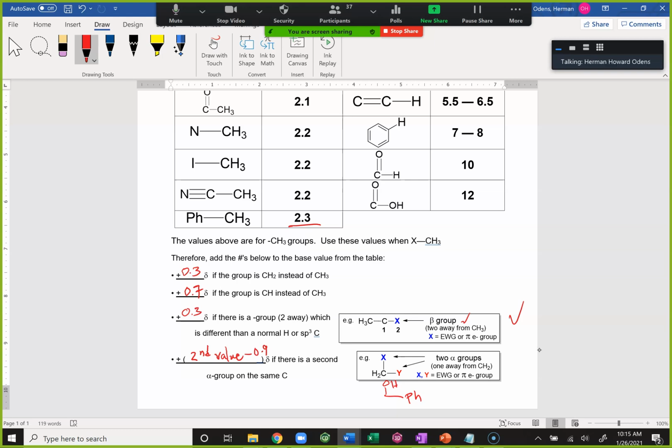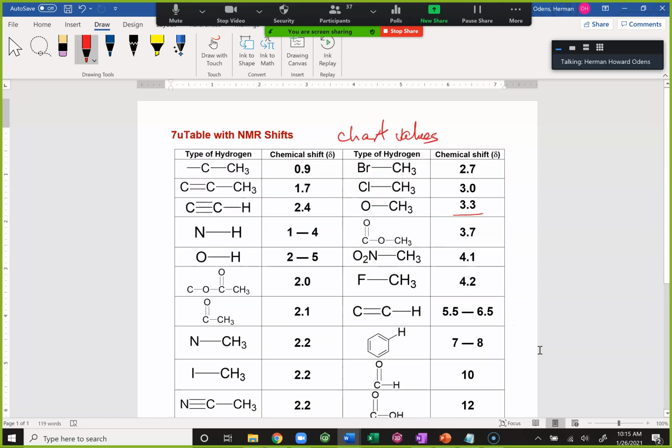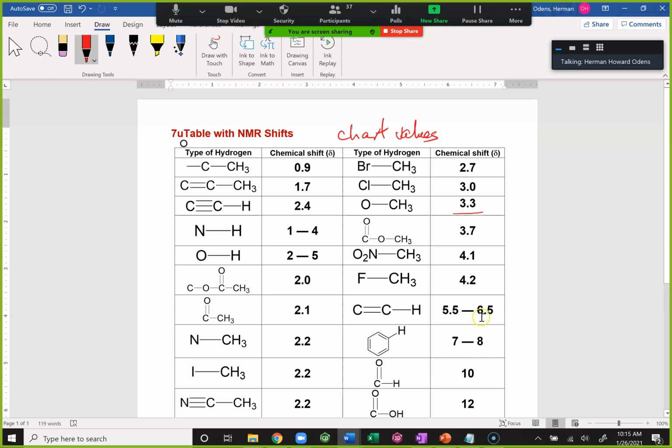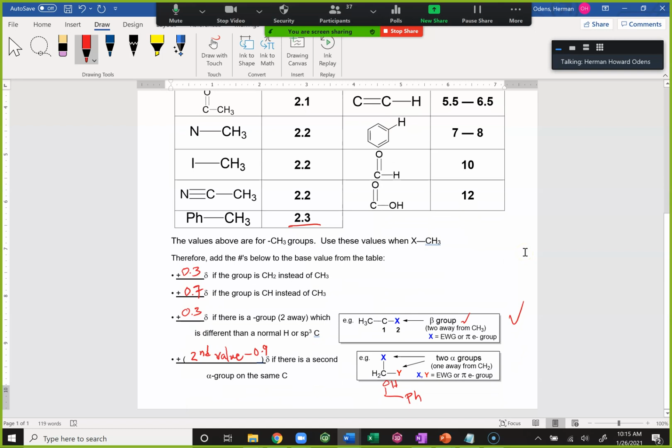If you do that, you're going to get very close to where the signal will show up on the NMR. All right. So we're going to be using this to solve most of our NMRs.